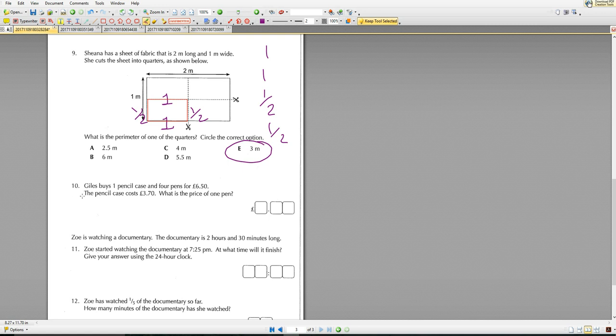So question number 10. Giles buys 1 pencil case and 4 pens for £6.50. The pencil case costs £3.70. What's the price of 1 pen? So you have £3.70 as the cost of the pencil case, and then he buys on top of that 4 pens, and the total is £6.50.